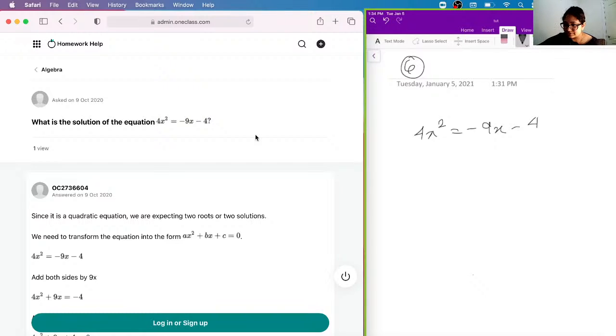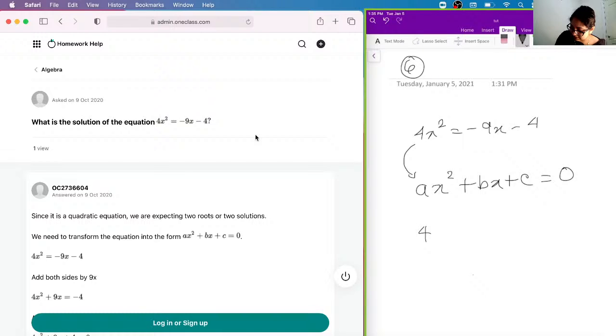To do that, we first have to make this into a proper polynomial equation. If you recall the basic outline of a polynomial function, which is ax squared plus bx plus c is equal to 0, we have to convert this into that. To do that, we basically move everything on the right-hand side to the left-hand side.